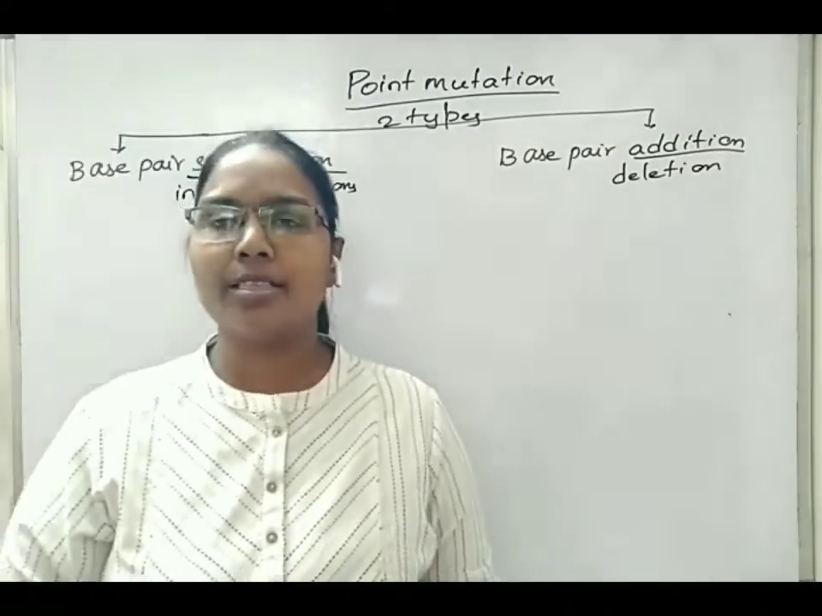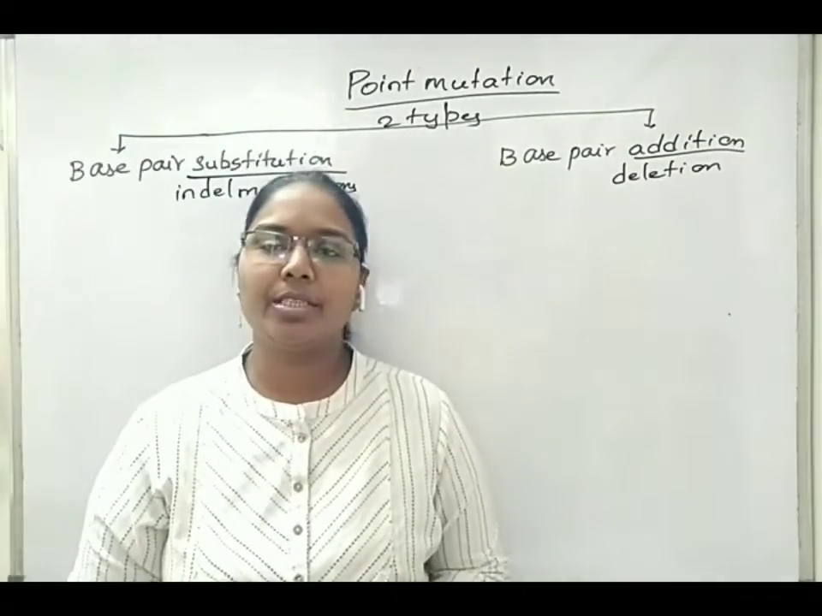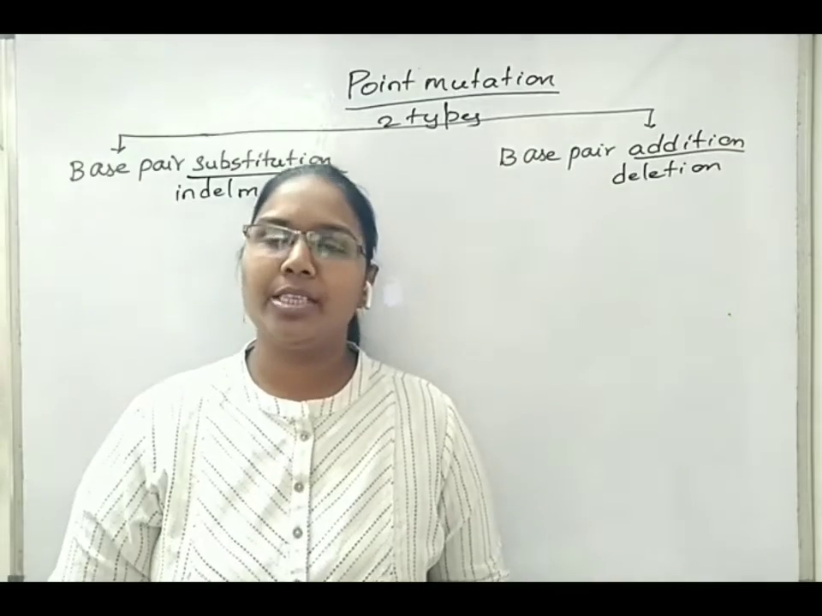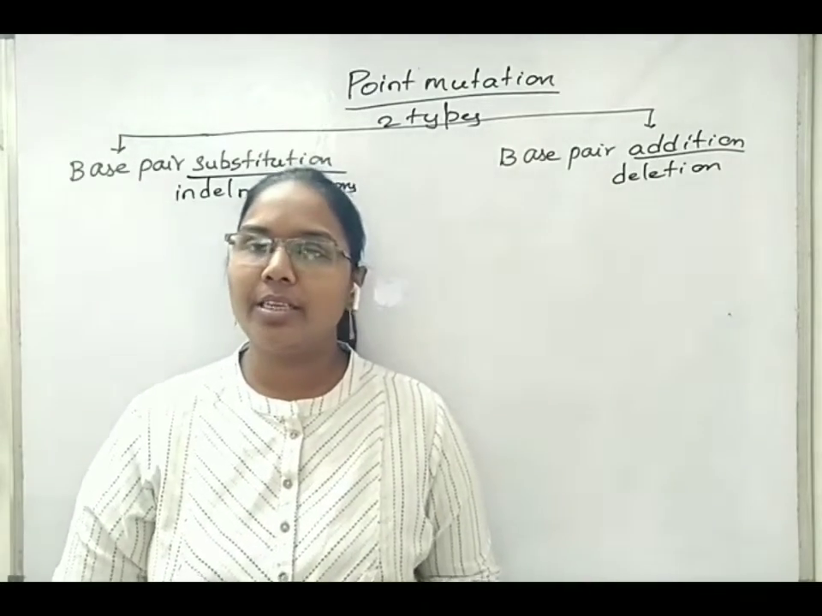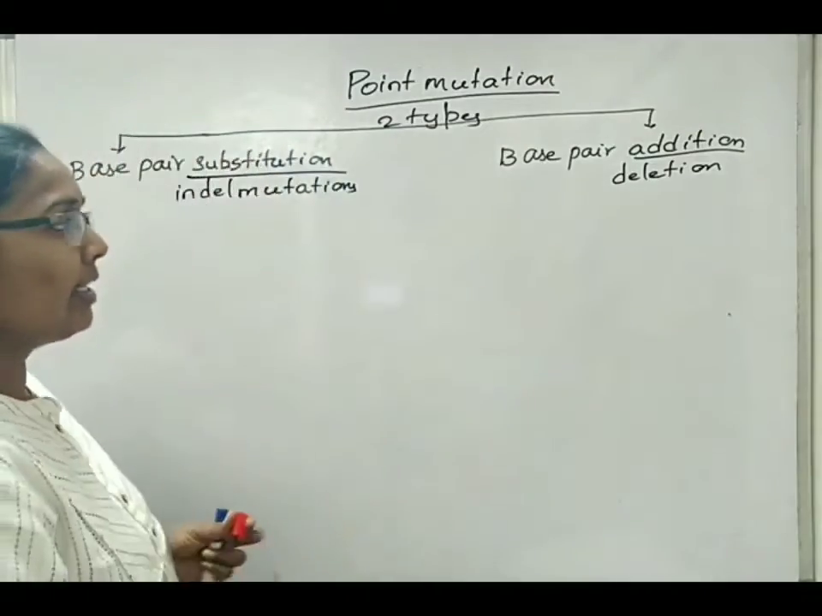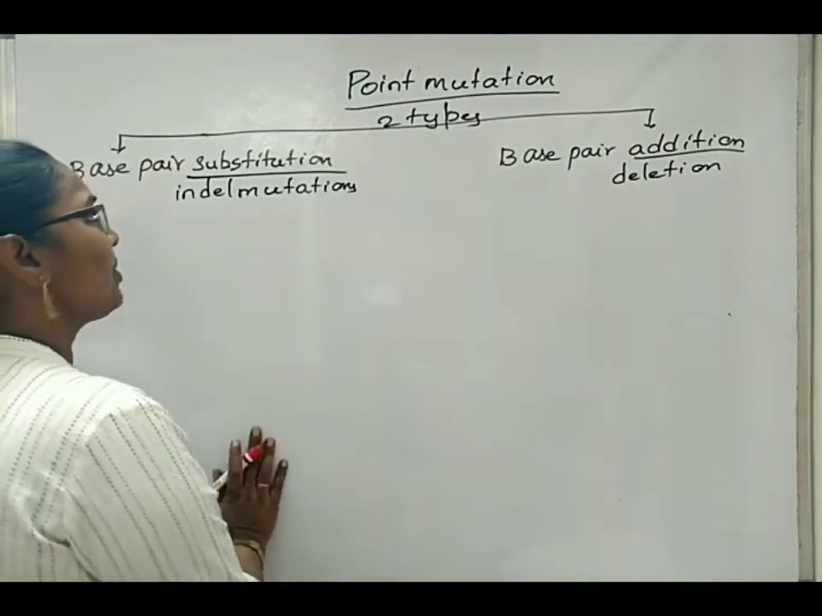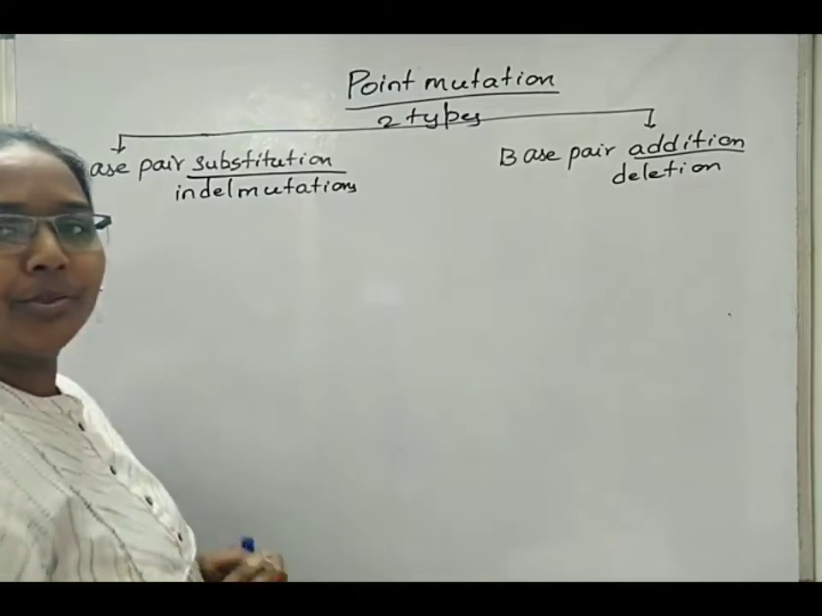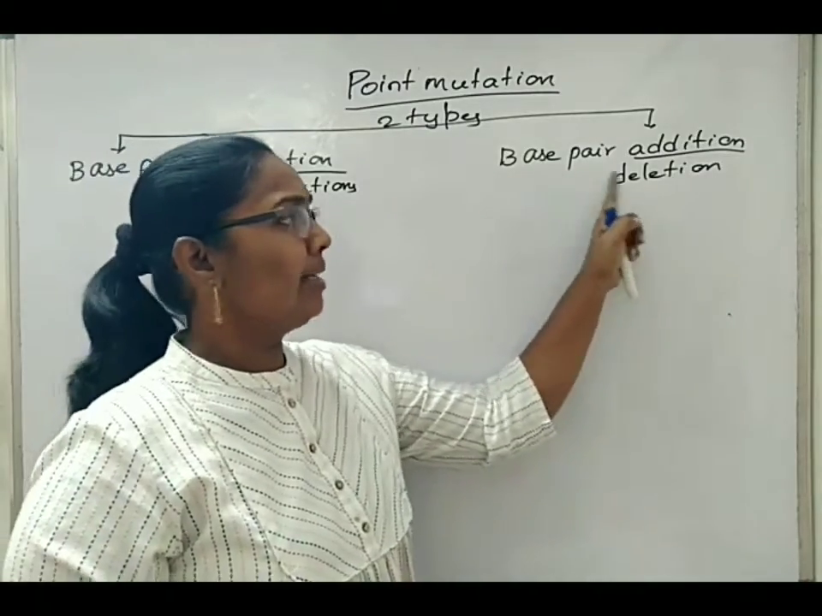Hello students, now we will discuss a new topic, that is point mutations. What are point mutations? Point mutations are those that are caused by a change in any one point of the nitrogen base in a gene sequence or in a DNA. Point mutations are of two types, that is base pair substitution type of mutations and base pair addition or deletion type of mutations.